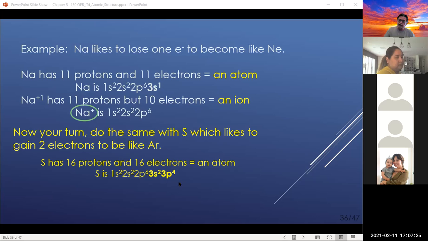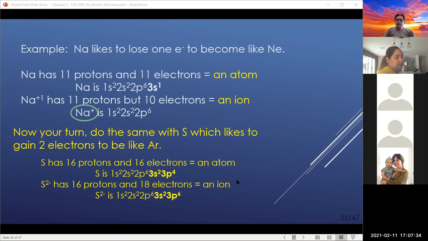Okay, and so it has room for 2. In the p orbital, there's room for 2. There's 4 of them right now. So it will readily pick up 2 electrons because that is the most stable state. And by that, now it has 8 valence electrons in its new valence shell, which is still the 3rd energy level, but it's full now.